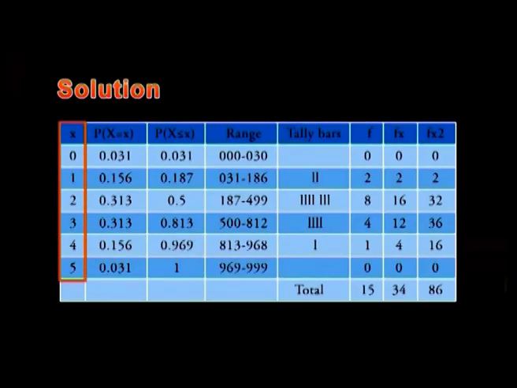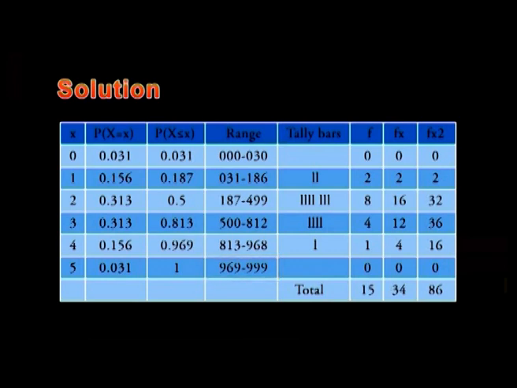To simulate the random observations from binomial distribution, first we find the following table. Here, x takes values 0, 1, 2, 3, 4 and 5. Using the probability mass function of binomial distribution, we find P of x. Then we find the cumulative frequencies as we have done in the earlier problems and fill in the ranges as 000 to 030, 031 to 186, etc. and lastly 969 to 999.